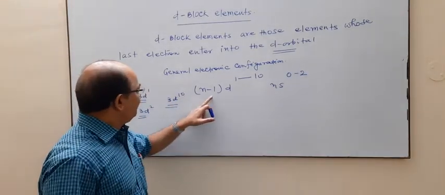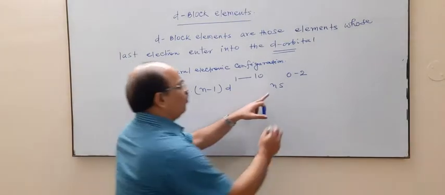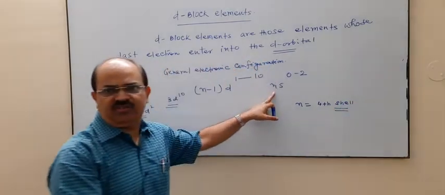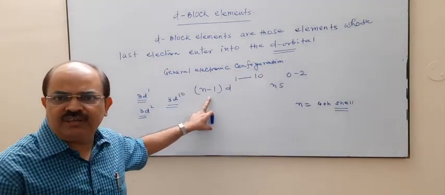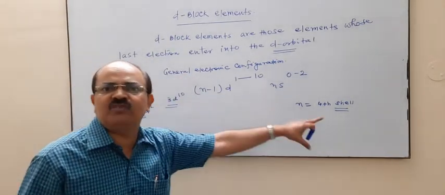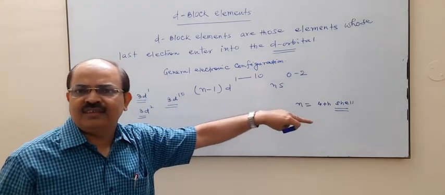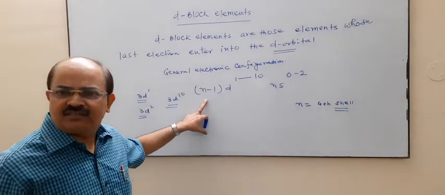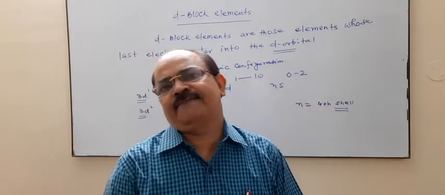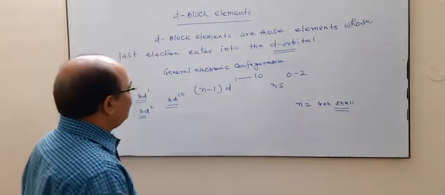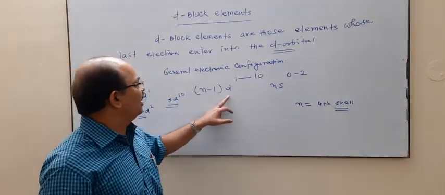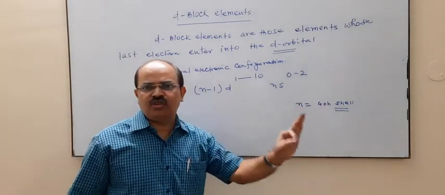However, if n minus 1 is 3, then what is n? n will be the fourth shell. And if d is 4d, then s will be 5s. If d is 5d, then s will be 6s. If d is, suppose, 6d, then naturally s will be 7s. Now, this is the general outer electronic configuration, that is (n-1)d 1 to 10 ns 0 to 2.